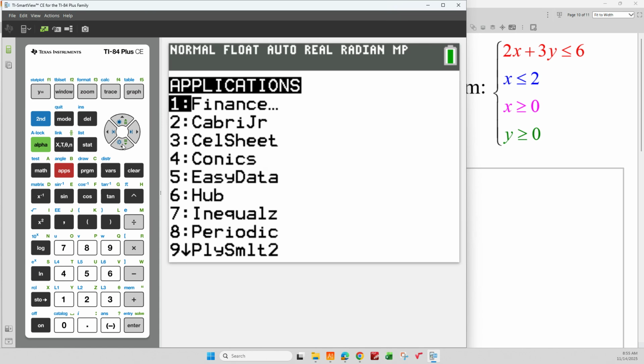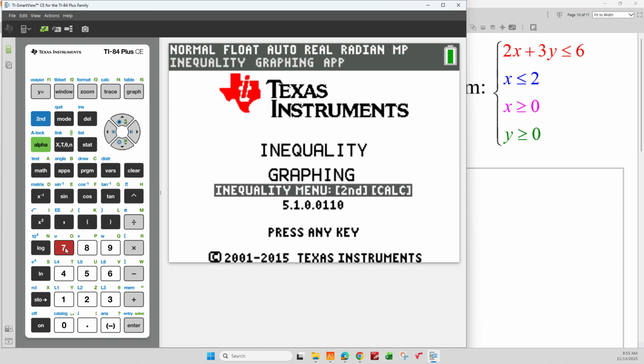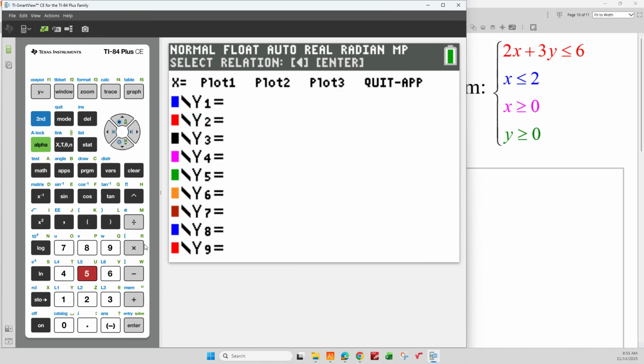And I might be able to help you do that. So you can just type a 7. So again, go to apps, go to Inequalz, and then you press any key to continue. And then what's nice about this with Inequalz is you have the option of converting these directly into inequalities very, very simply.